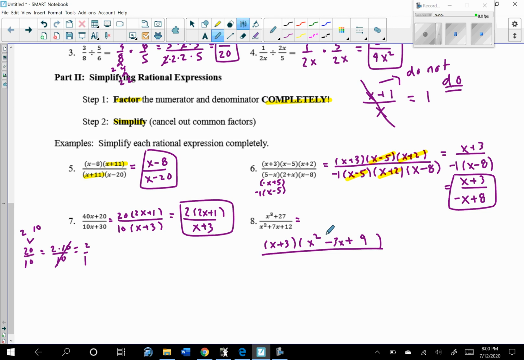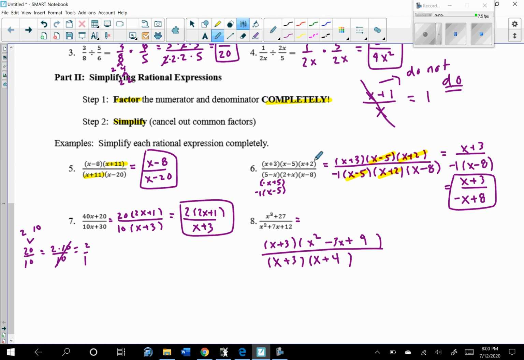And in my denominator, I'm going to look at this. I don't have a greatest common factor. I have 3 terms, so I'm going to look to see if I can find factors of 12 that add up to 7. So factors of 12 that add up to 7 would be plus 3 and plus 4, because 4 times 3 is 12 and 4 plus 3 is 7.